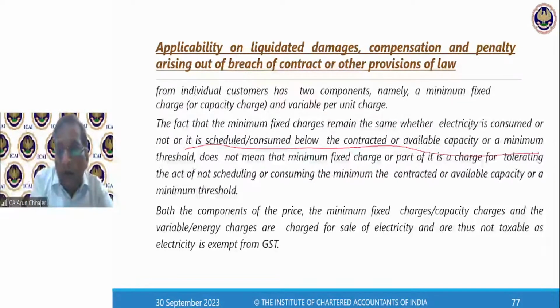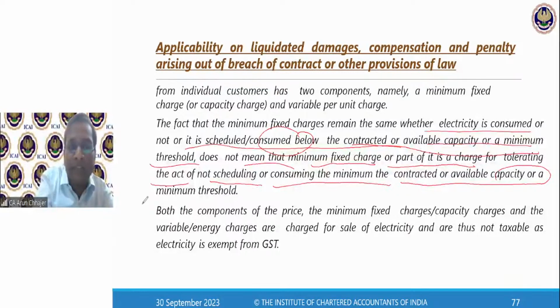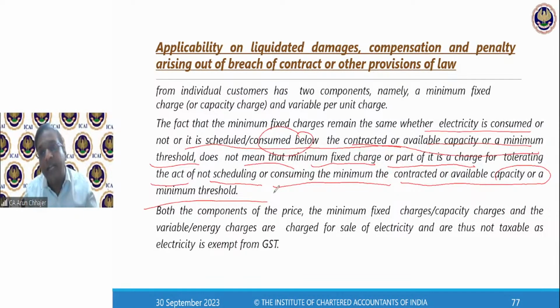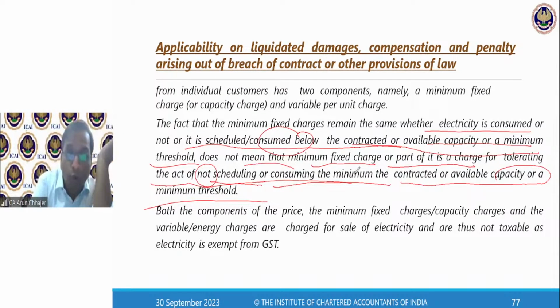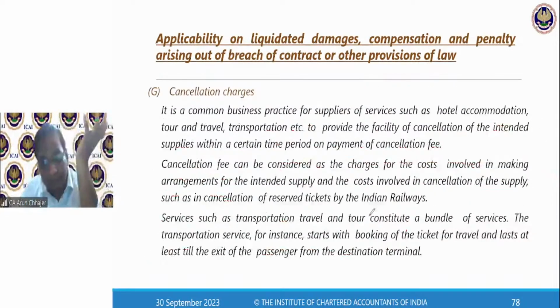Can we say it is scheduled or consumed below the contracted or the available capacity or a minimum threshold does not mean that minimum fixed charges or part of it are charges for tolerating the act of not scheduling or consuming the minimum contracted or available capacity or minimum threshold. Now what they are saying is that you cannot say that fixed charges are basically the charges for tolerating the act of not consuming the minimum capacity or minimum units. Both components, minimum fixed charges and variable charges, are for sale of electricity and thus not taxable, because electricity per se is exempted in GST.